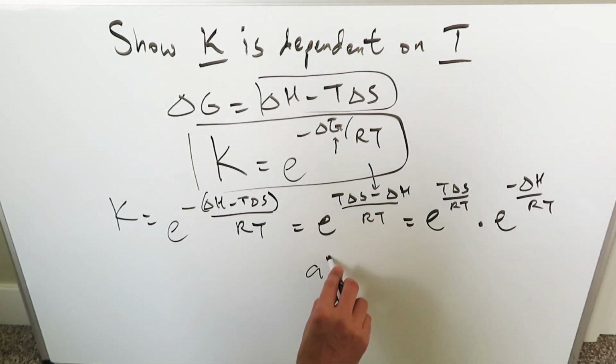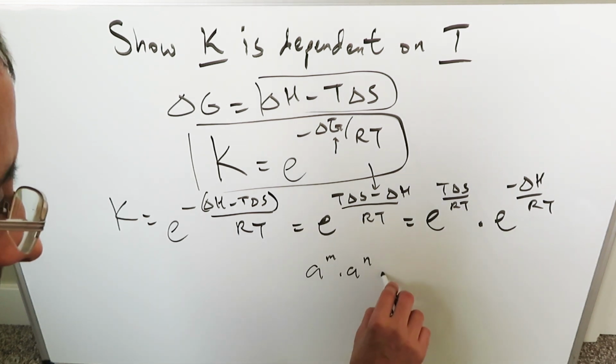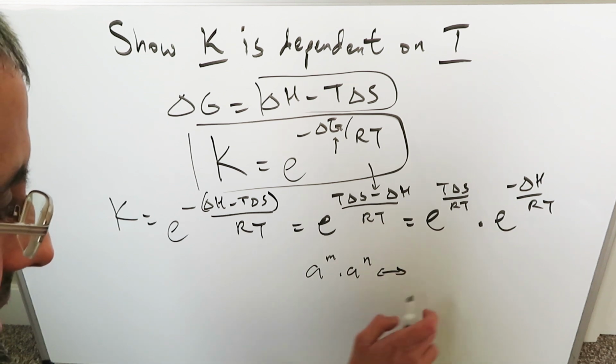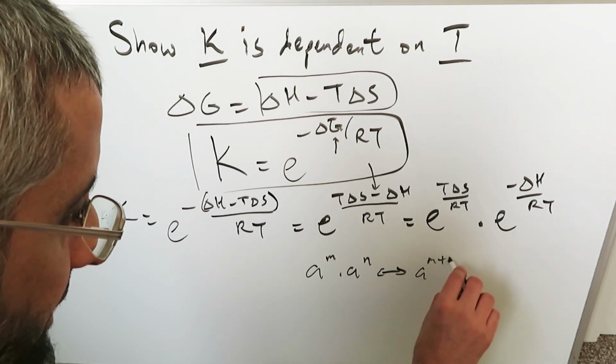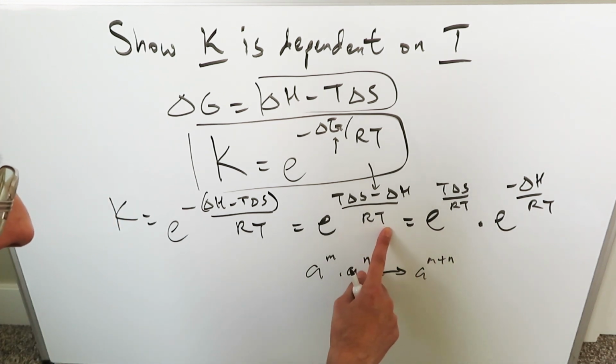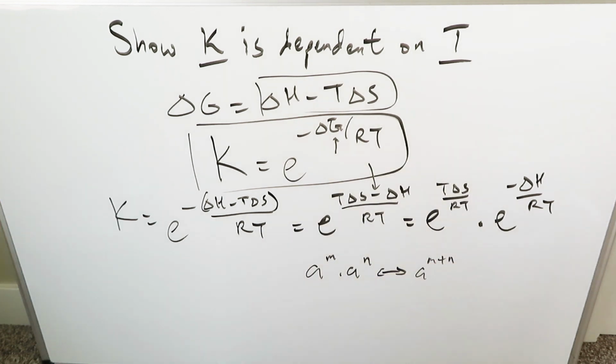Why? Because a to the power of m times a to the power of n is equal to and interchangeable with a to the power of m plus n. That's exactly what we have over here. It's a law of exponents coming into play.